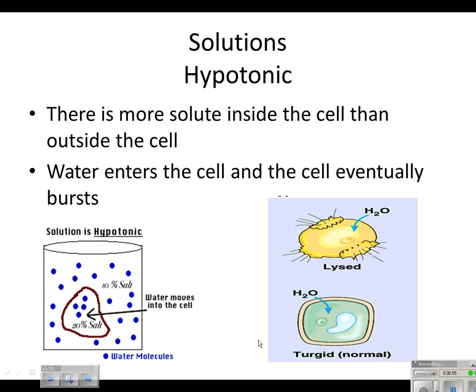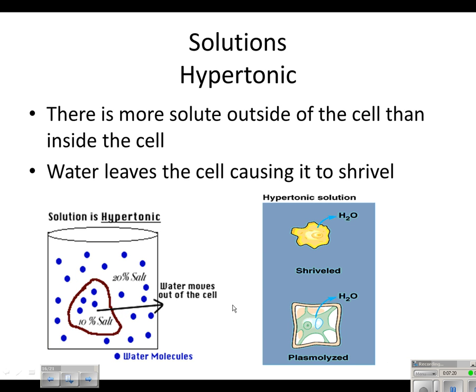If we look at a hypotonic solution, there's more solute inside the cell than outside the cell. So water is going to enter the cell and eventually the cell will burst. So we have less solute outside the cell, more inside the cell. So it's going to burst, just like our distilled water egg.